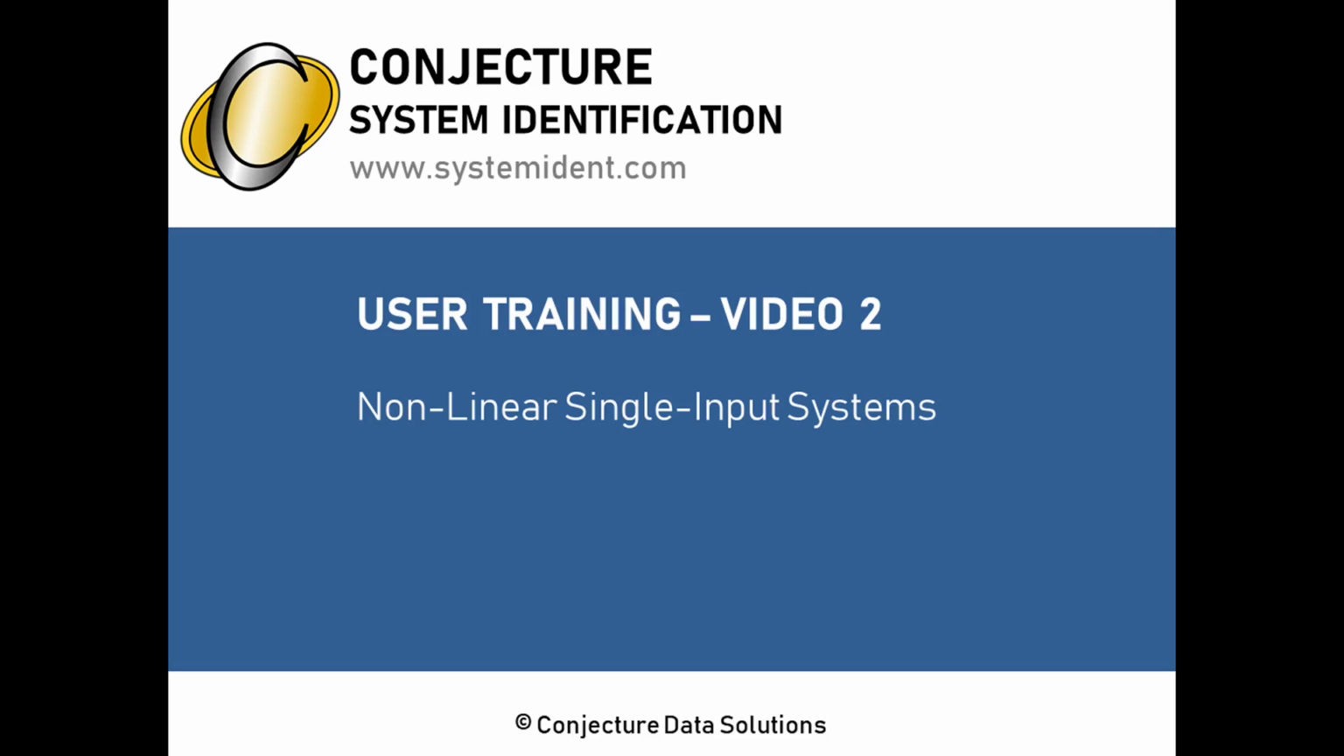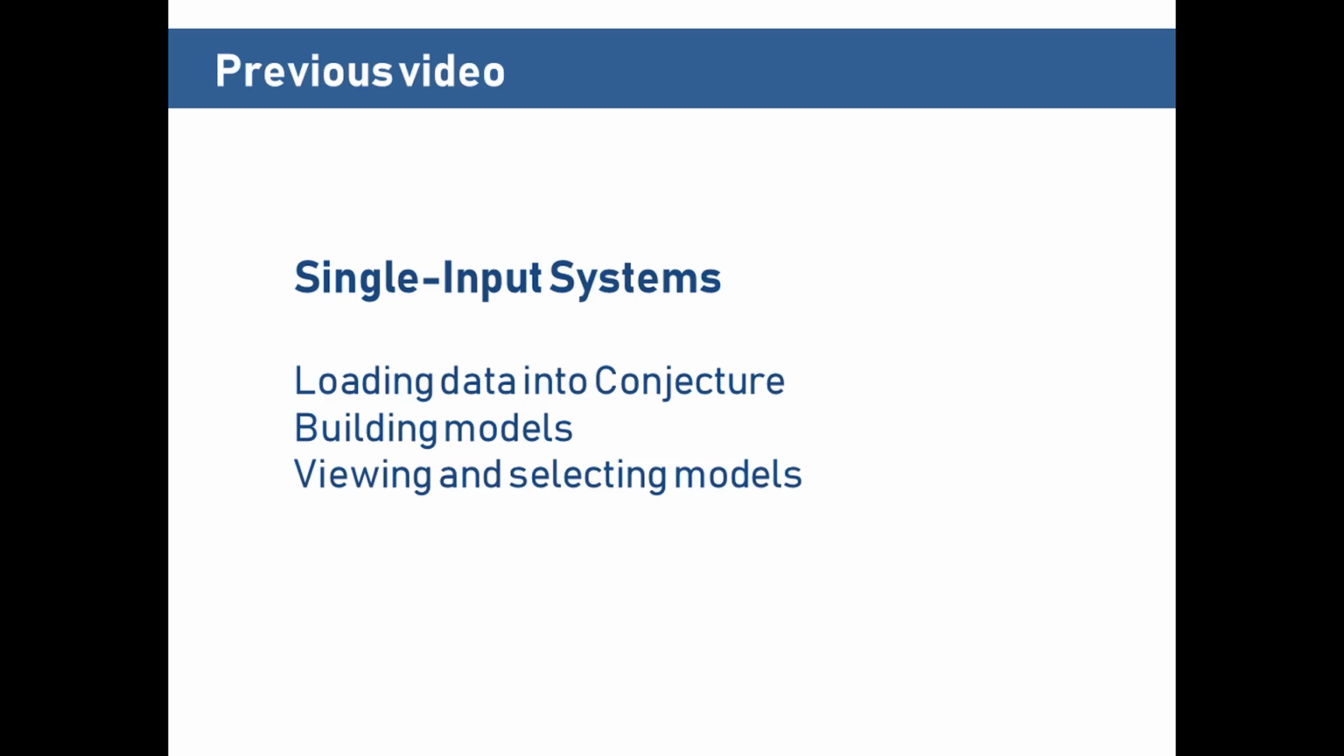Welcome to the second user training video for Conjecture System Identification, a program that helps you take the data from your industrial systems and create simple models of best fit. In our previous training video, we went through the main features of Conjecture System Identification and how to use the program to build and select models for a dynamic industrial system with a single input and single output. We will be building on that understanding in this video.